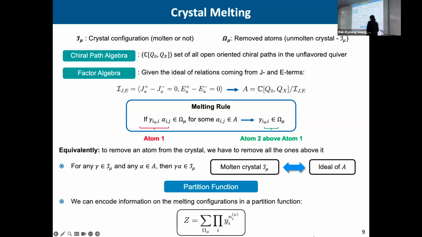So one of the things that I will write is what we can call a partition function that will contain information about the crystal melting, which is a sum over all these configurations, where you have one variable for each of the types of nodes that you have in the quiver, and it's going to be raised to the power of the number of atoms of that type that you have in that melting configuration. Okay? So those are the kind of things that I will build today.